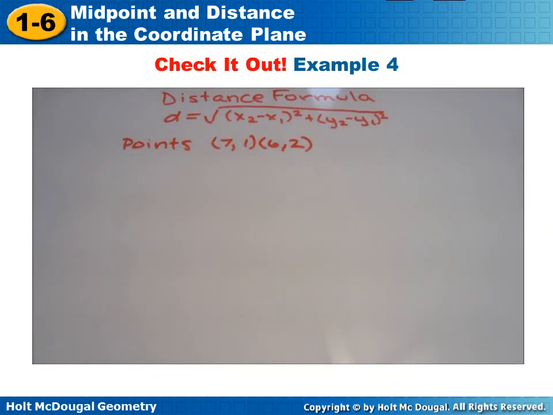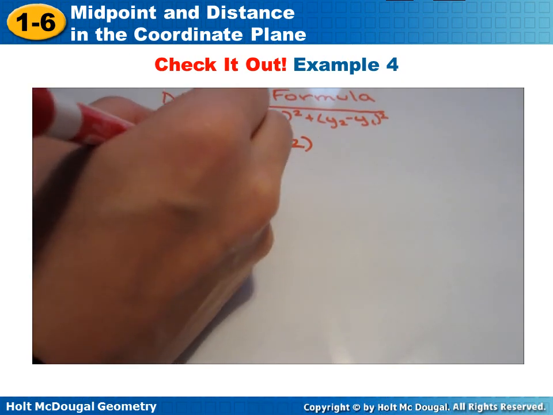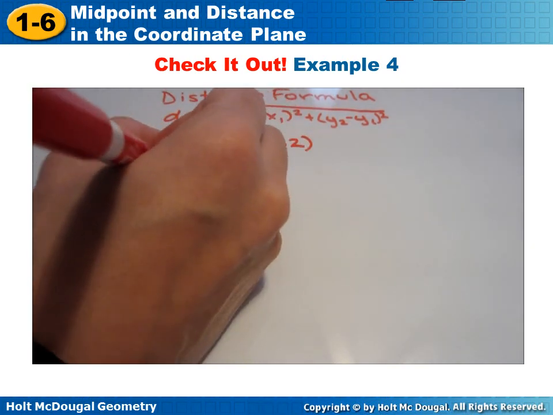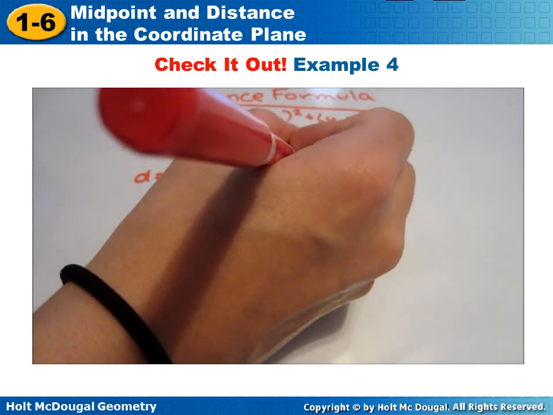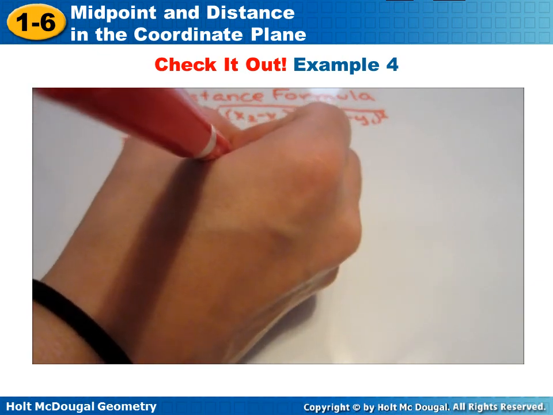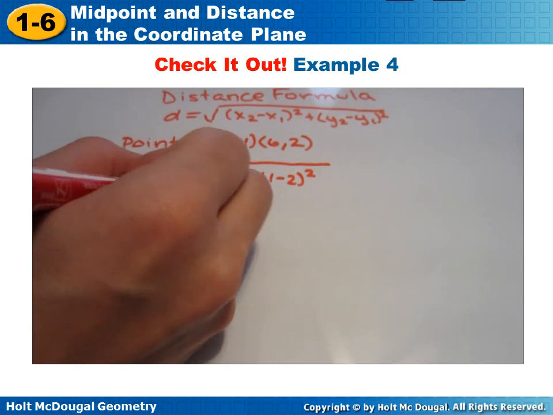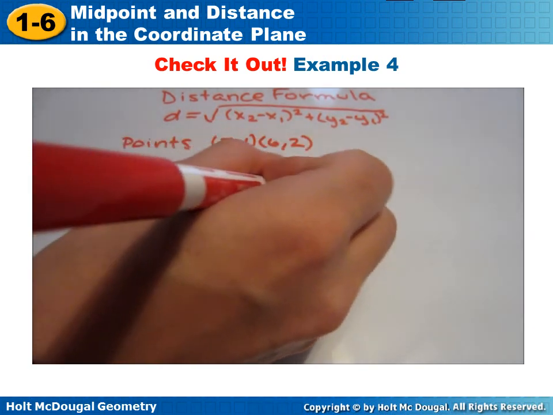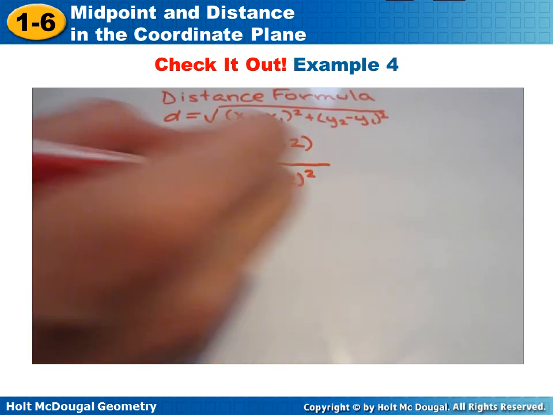Okay, here's a second example with distance formula. This one is not going to come out to an exact number, so we're going to go ahead and plug in our x's. We'll take d equals square root, 7 minus 6, subtract our x's, plus 1 minus 2. Okay, make sure they're both squared. So our distance equals square root of 1 squared plus 1 squared.